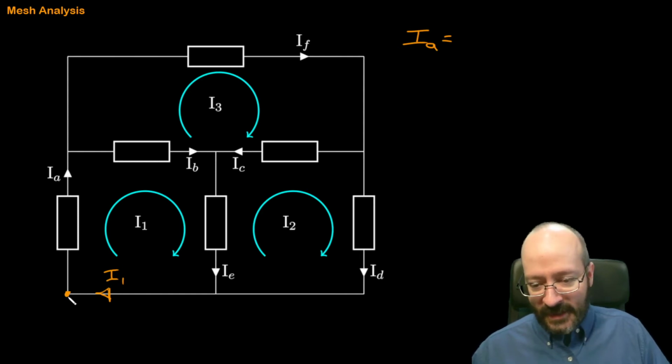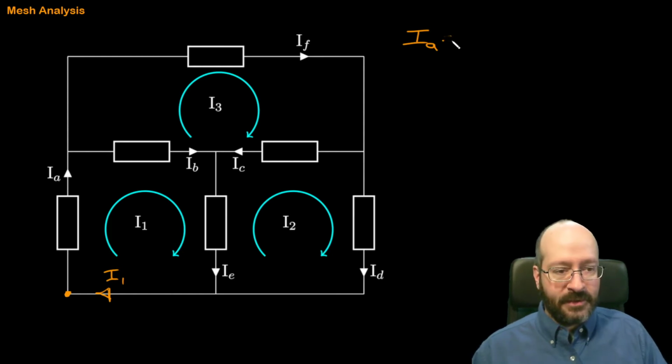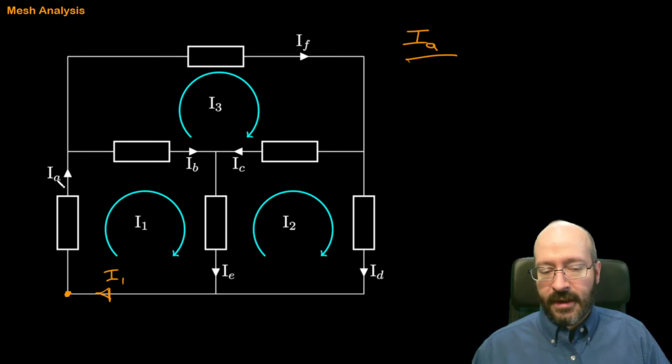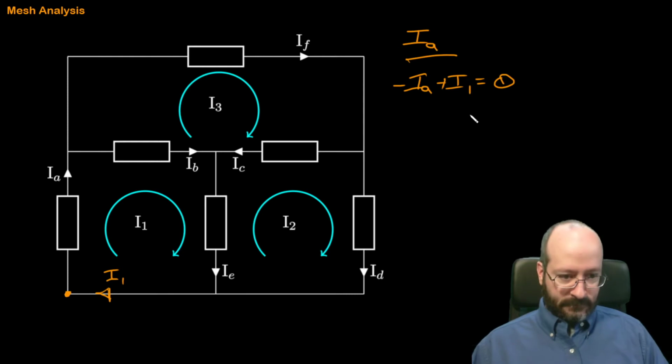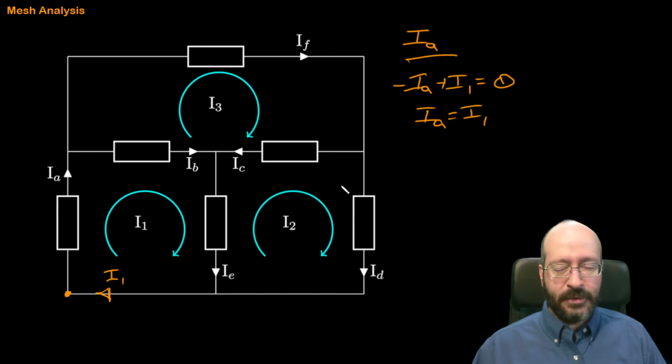Okay, so I'm going to write the KCL for that node, and maybe I shouldn't say it's equal yet. Let's just say we're writing it for IA. In that node, IA is leaving, and so it's negative, and I1 is entering, so it's positive. And that's all of the currents going in or out of that little node there, and it's equal to 0. Solve for IA, and we find that it's just simply equal to I1.